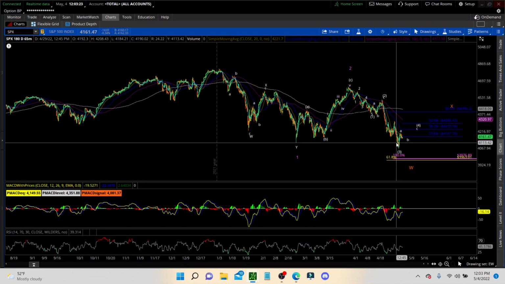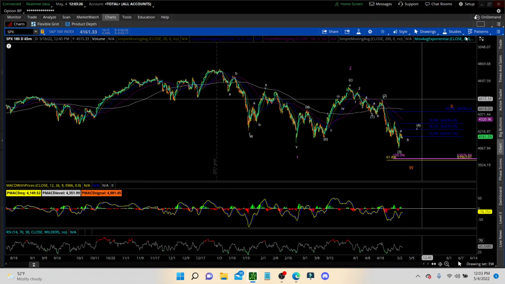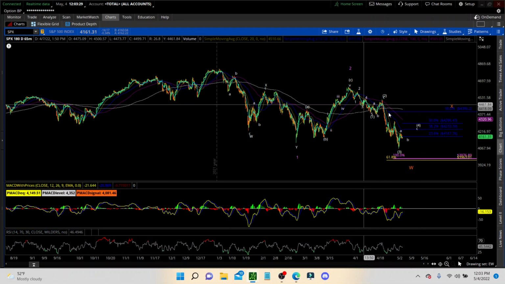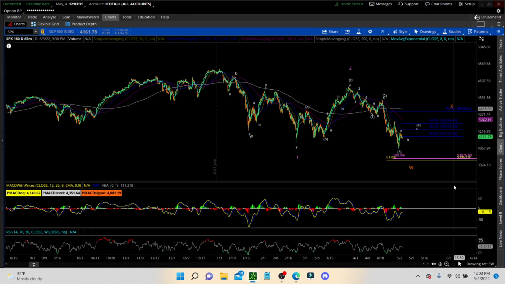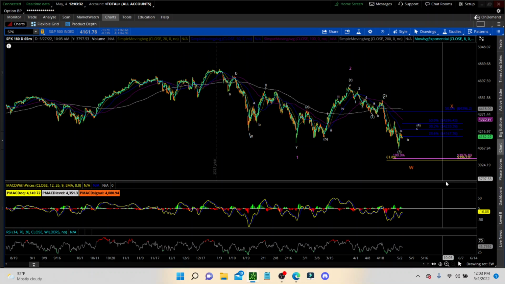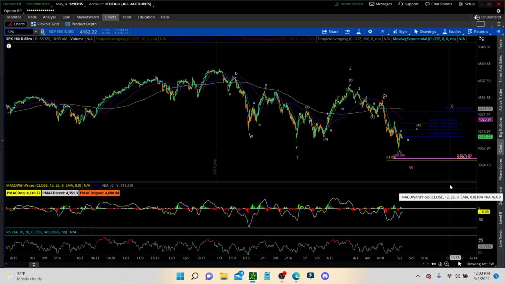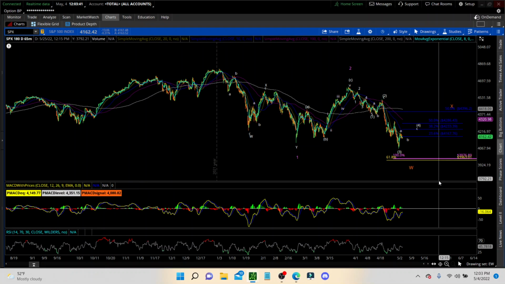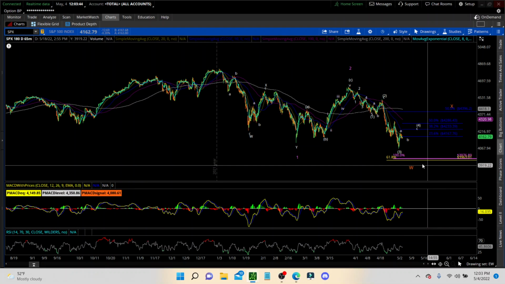I think we negated the wave 4 scenario to where this is going to head up to wave 5. I do believe we're going to head down for a wave 2 or much further, for 12, 18 months of bear market action or maybe more. So that's what I got for us today.